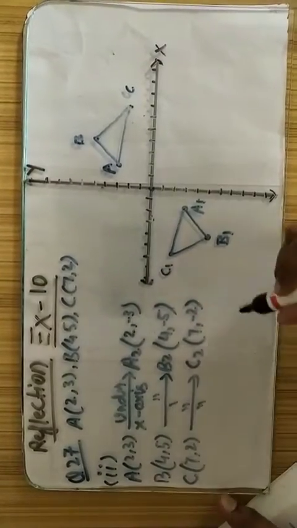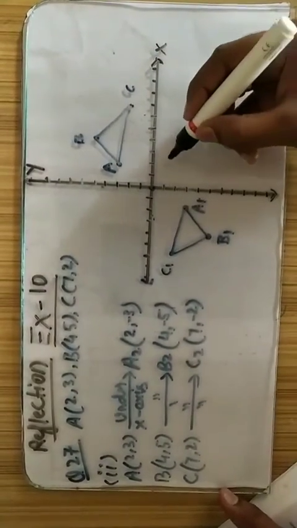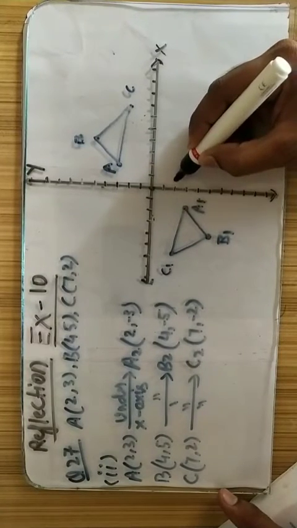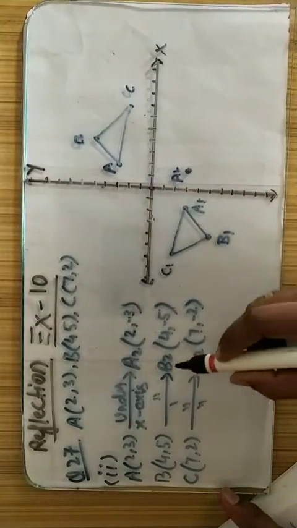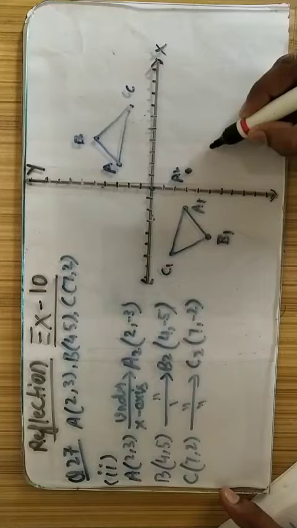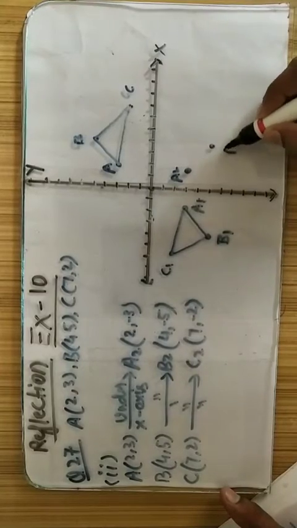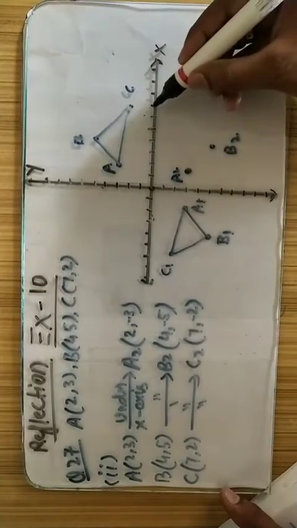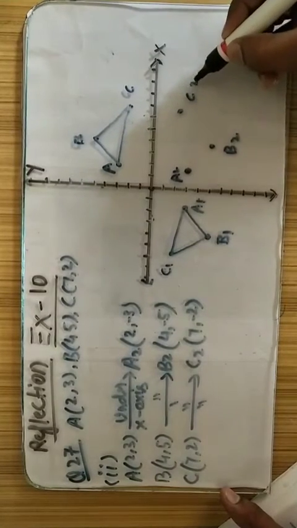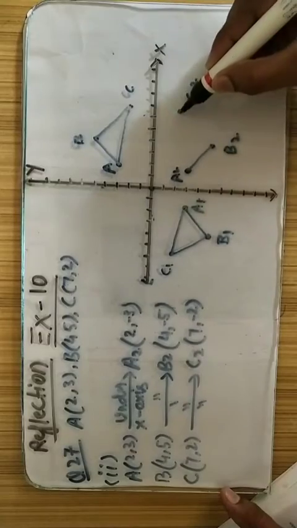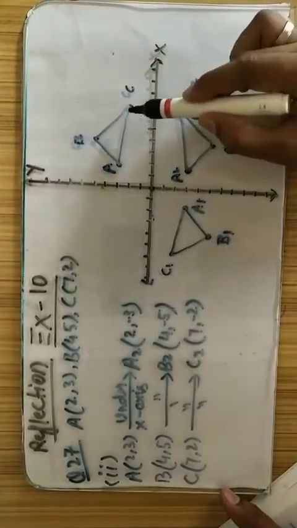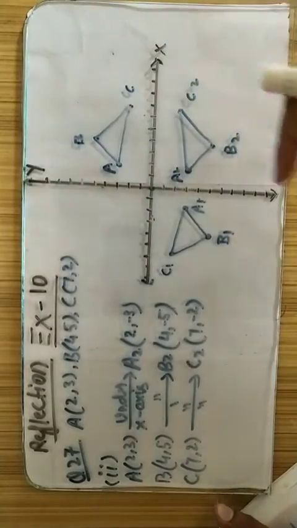And if we are plotting on the graph, it will become what? A2 is (2, -3). So (2, -3) is over here. This is A2, and then B2 (4, -5). So it will be (4, -5) here. This is B2, and the last one C2 (7, -2). This is (7, -2). This is C2. Now again we need to join. We get another triangle, and this is the reflection under x-axis, right? As you can see.